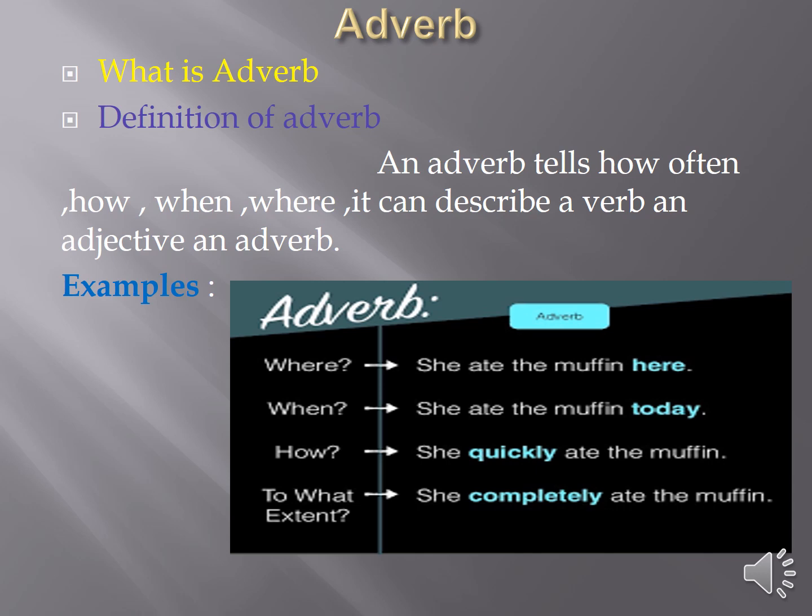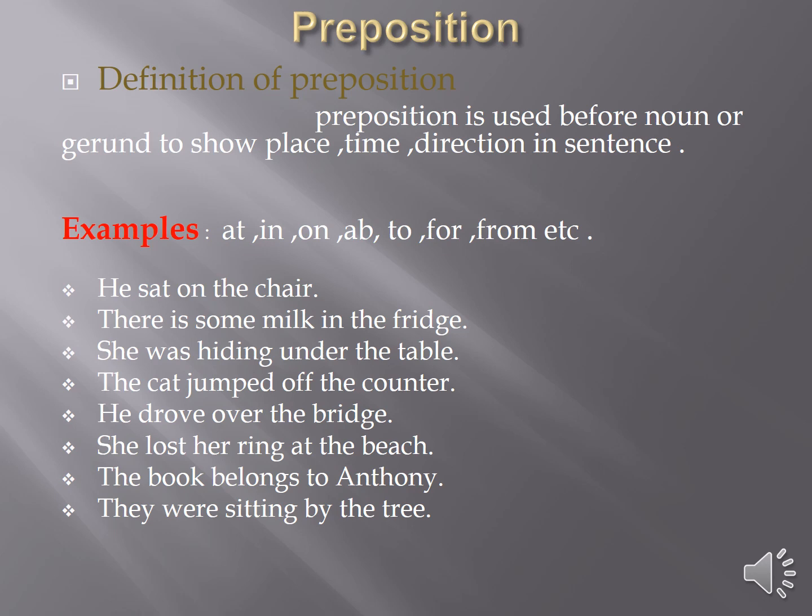To what extent? She completely ate the muffin. It means that she ate the muffin completely. There is nothing remaining, not even a simple piece of muffin remains over there. So this is how we can describe an adverb. Next, preposition.